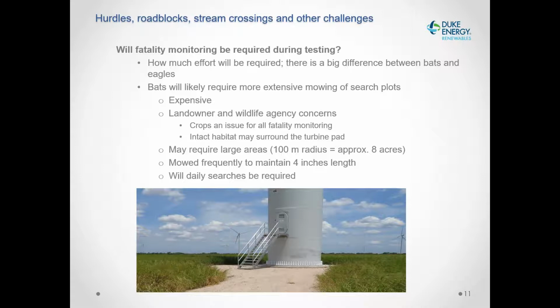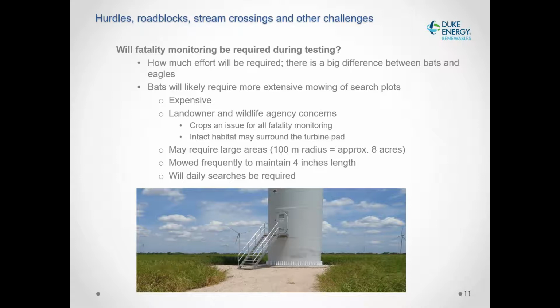There was intact habitat that went out beyond the original pad, the original area where the turbine was put, and Texas Parks and Wildlife was concerned about us having to remove that intact habitat in addition, just for the monitoring. It has to be mowed frequently to maintain 4 inches of length. Of course, eagles will be much different. You can find them in a foot of grass, but you're going to have a little more trouble finding a bat.